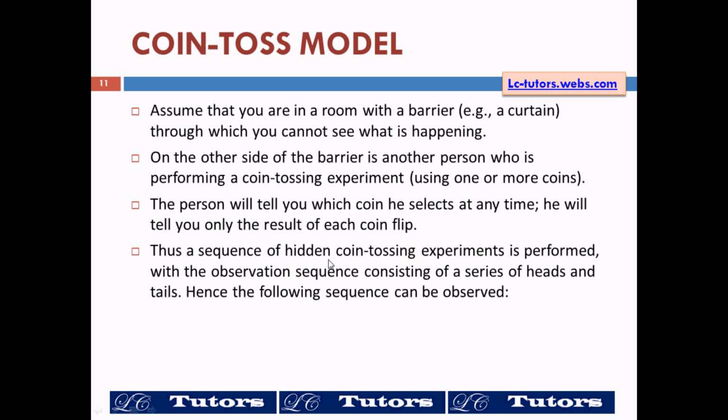Thus, a sequence of hidden coin tossing experiments is performed, with the observation sequence consisting of a series of heads and tails. Hence, the following sequence can be observed. That is, the observation is something like that, but we don't know whether he tossed one coin, two coins, three coins, but he only tells that he got a head or a tail.